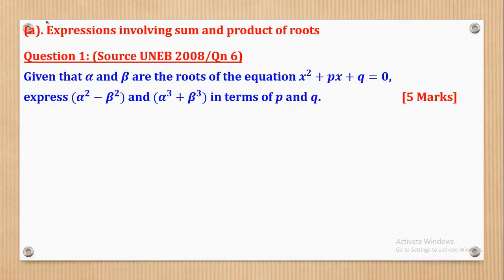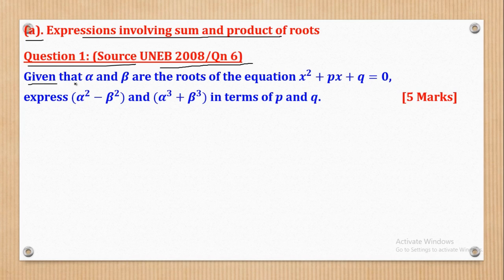So with that knowledge, let's go through some of the questions. So part A. Now these questions have been categorized into three parts. Now the first part, or part A, involves expressions involving sum and product of roots. So question one comes from UNEB 2008 paper 1 question 6. Like I told you, at this point you need to be as attentive as possible.